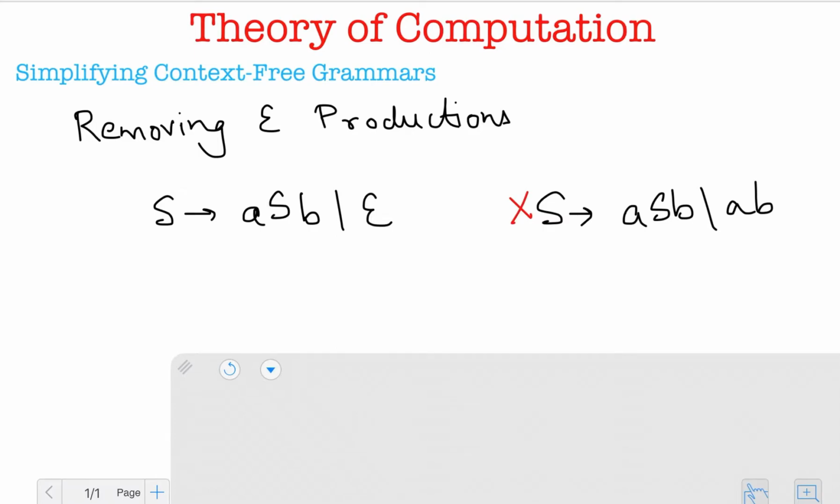On the left, what we are saying is that epsilon is part of the language, so it's fine if the string that's generated is epsilon. On the right, we are saying that epsilon is not part of the language, so there's a difference between these two. So we should always first try and assess whether epsilon is part of the language itself or not, and only if it isn't should we go ahead and do this removal of epsilon productions.